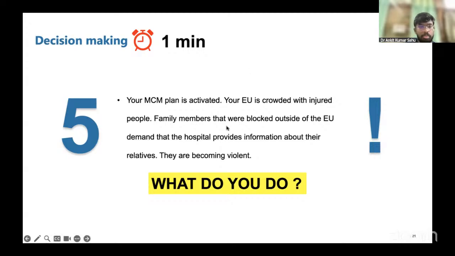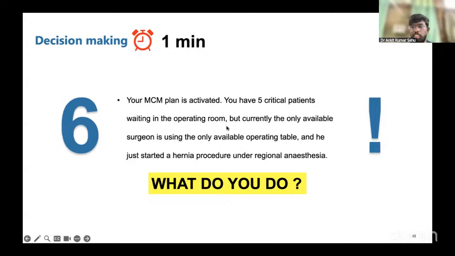Great. Now, sixth question. Your MCM plan is activated and you have 5 critical patients waiting for the operating room, and currently only one surgeon is available, who is using the operating table, and he just started a hernia procedure under regional anesthesia. What are you going to do? You are the incident commander. This is a difficult question, but there is obviously no right or wrong answer to it. What can be done?